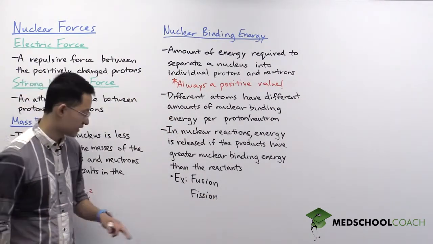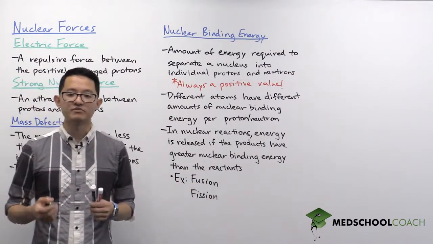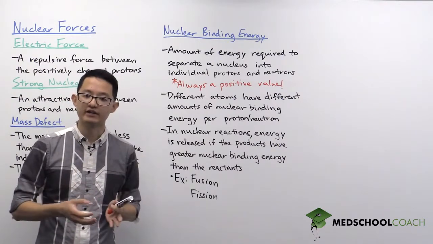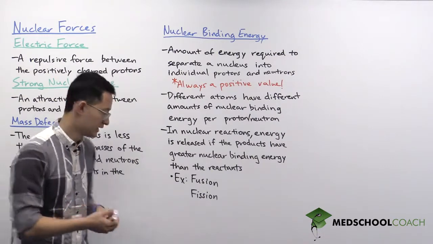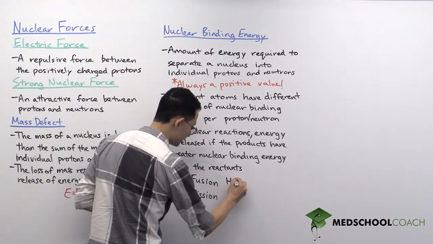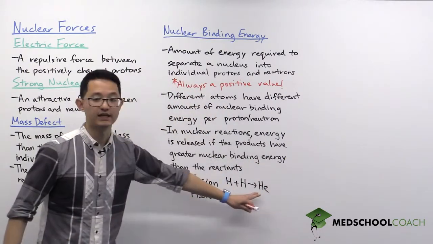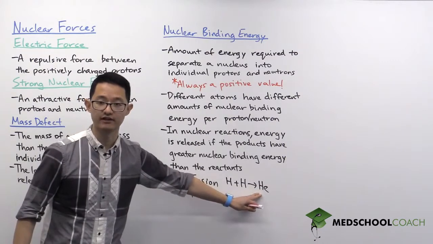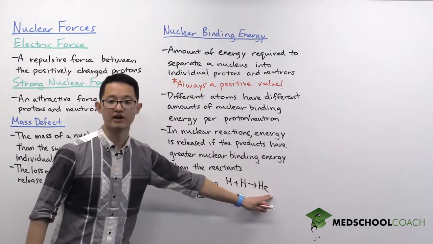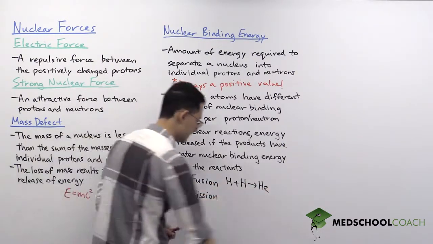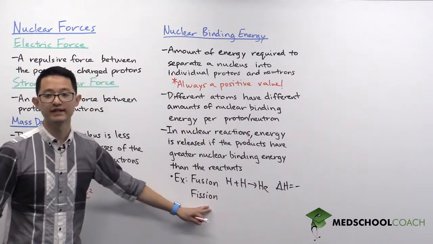Now, in order for nuclear fusion to release energy, you must start with atoms with nuclei smaller than iron, because they have less nuclear binding energy per nucleon than iron. For instance, you could take 2 hydrogen atoms and fuse them together to form a helium atom. The helium nucleus has more nuclear binding energy per nucleon than the hydrogens. So in total, our products will have more nuclear binding energy than our reactants, so this ends up being an exothermic process.